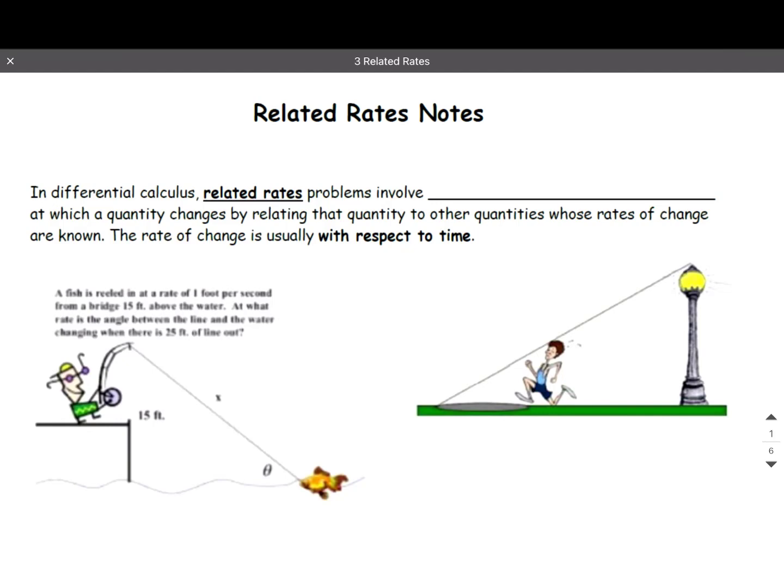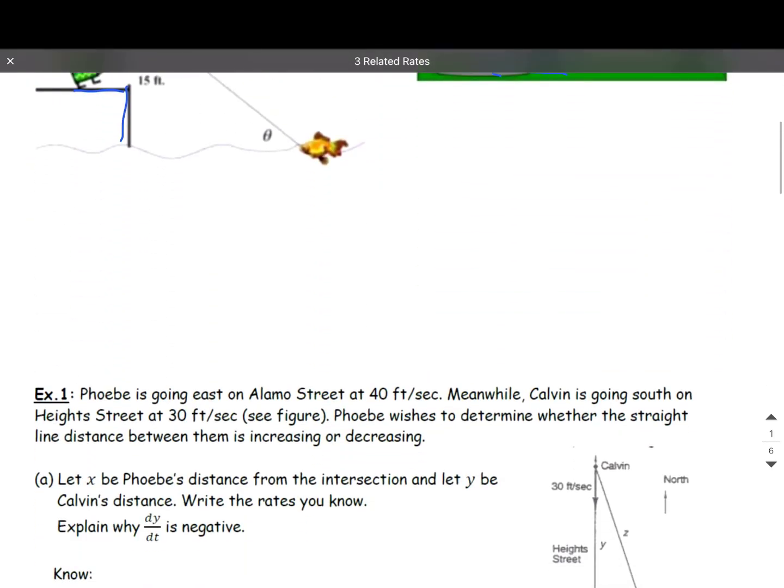In differential calculus, related rates problems involve finding a rate at which a quantity changes by relating that quantity to other quantities whose rates of change are known. For instance, if you have a street light and a person running away, we can do problems like that. We have a man fishing off a pier and he's reeling in the fish. These are all kinds of situations. Let's take a look at one.